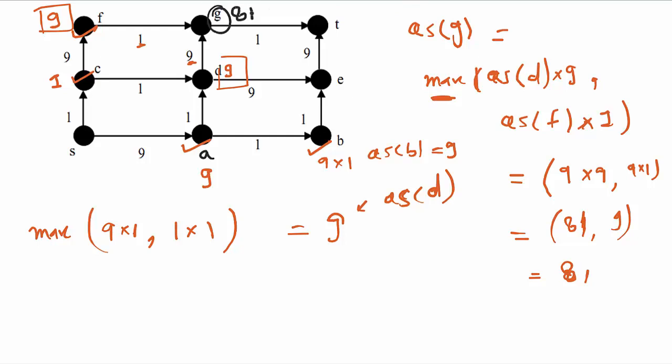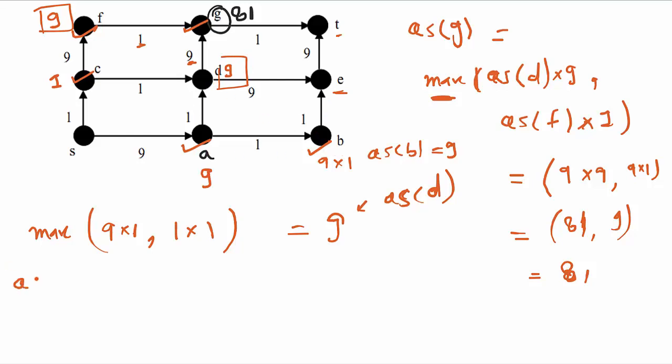81 is the quality score of G, right? Now G is also done, and we are left with E and T. Okay, what is the quality score of E? We can easily find the quality score of E by using the quality scores of D and B, right?